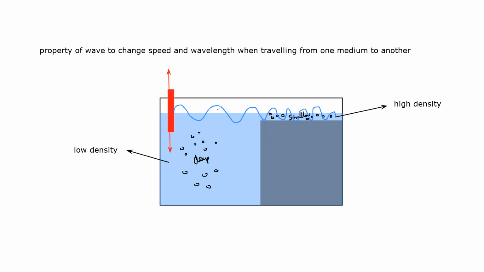So which region has a greater wavelength, deep or shallow? As the water waves move from deep to shallow, we observe that the wavelength decreases and speed decreases.